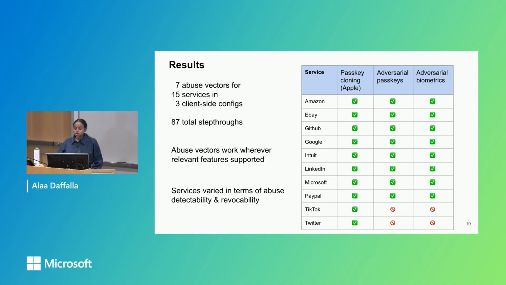So as we can see here, for adversarial passkeys, TikTok and Twitter only support a single passkey per account. So the adversarial passkey abuse vector does not apply here. It supports a single passkey per account, but you can still clone or export that passkey and create a copy of it. Additionally, TikTok and Twitter do not support passkeys on the web, so they were incompatible with some of the client-side configurations that we tested. Passkeys were only supported on their iOS apps.